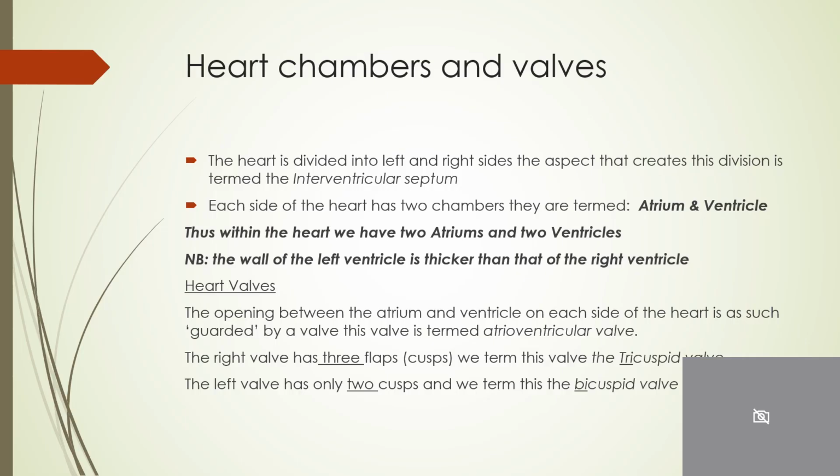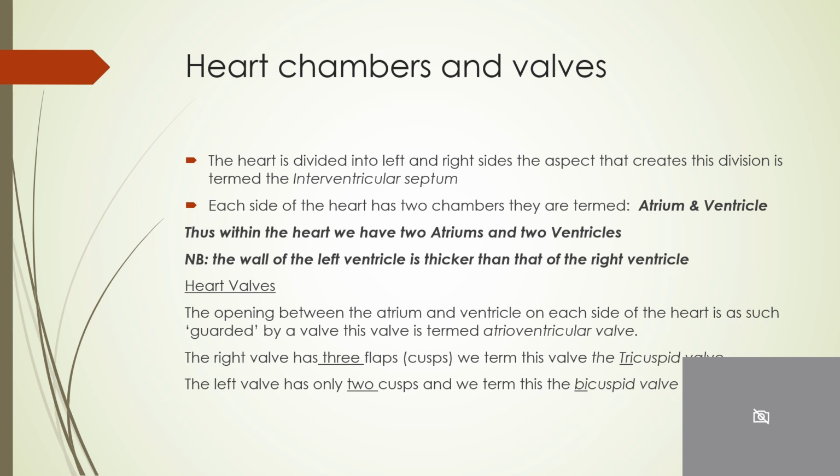Heart chambers and valves. The heart is divided into left and right sides. The aspect that creates this division is termed the interventricular septum. Each side of the heart has 2 chambers. They are termed the atrium and ventricle. Thus within the heart we have 2 atriums and 2 ventricles. Please note that the wall of the left ventricle is thicker than that of the right ventricle, and that is normal.